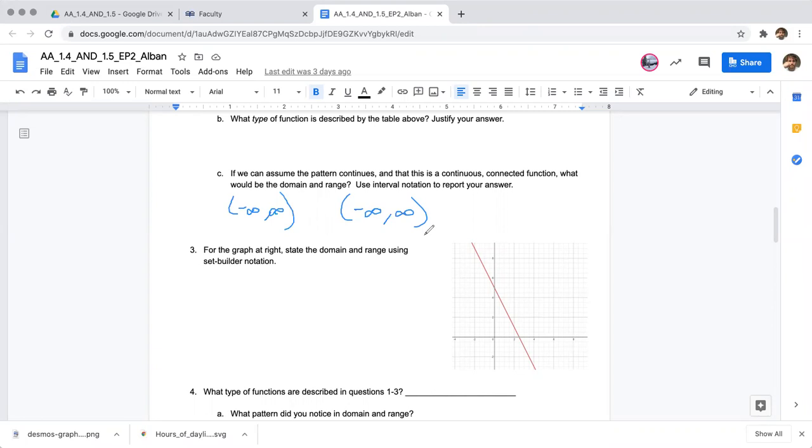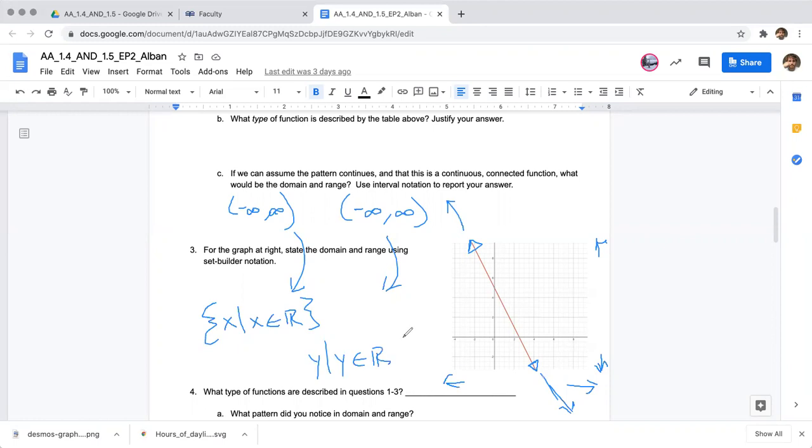Okay, for number 3, for the graph at right, state the domain and range using set builder notation. So I'm going to make an assumption that this keeps going, which is maybe a dangerous assumption, but I'm going to make that assumption. And so I'm going to say for my x values that it goes all the way this direction and all the way this direction, because I think it's going to keep going up here and down here. And that for my y values, it's going to go all the way down and all the way up. So again, I think that my domain and range are all real numbers. But set builder notation, I would write x such that x is an element of the reals, or y such that y is an element of the real numbers.